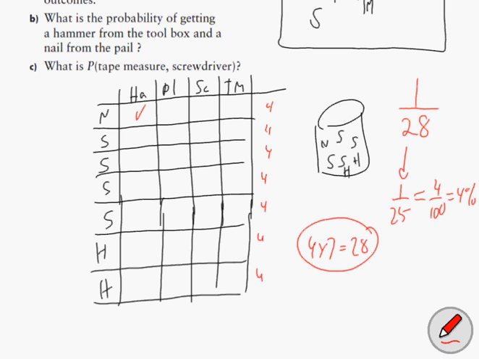Okay. And what is the probability of a tape measure, screwdriver? Is that even possible? No, because in that second thing here, there are no screwdrivers in the pail, so you can't pull out a screwdriver from a pail that has no screwdriver, right? Unless you were reaching into just the box.